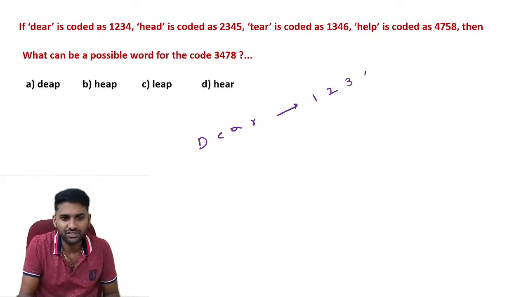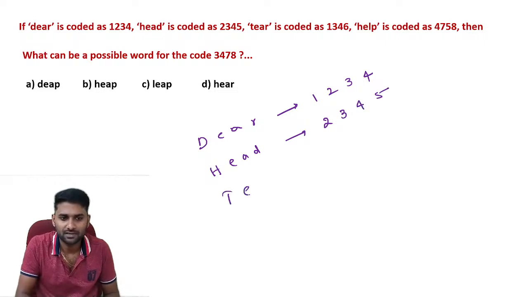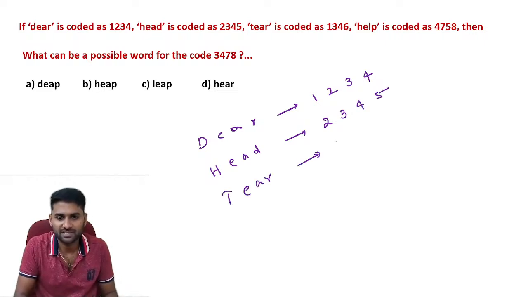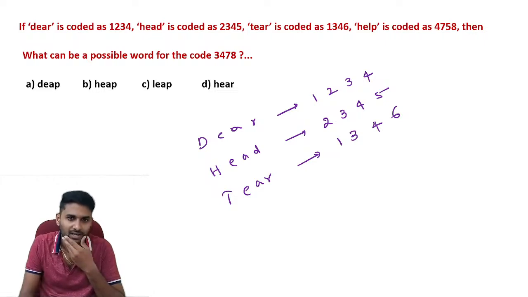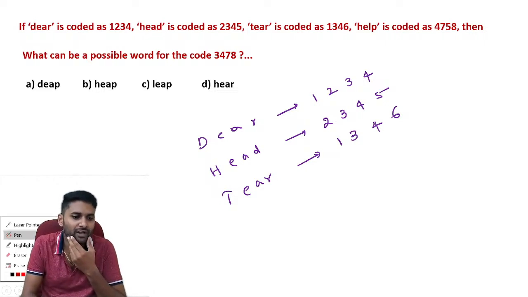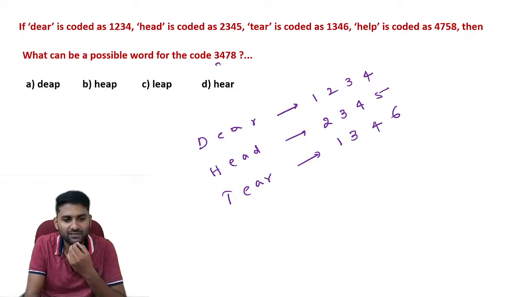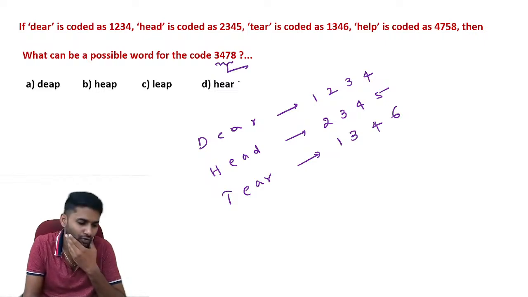Deer is 1, 2, 3, 4. Each letter represented one digit. Head is 2, 3, 4, 5. Tier is 1, 3, 4, 6. Now, if you observe the code for each and every letter, then you have to identify the word for 3, 4, 7, 8.